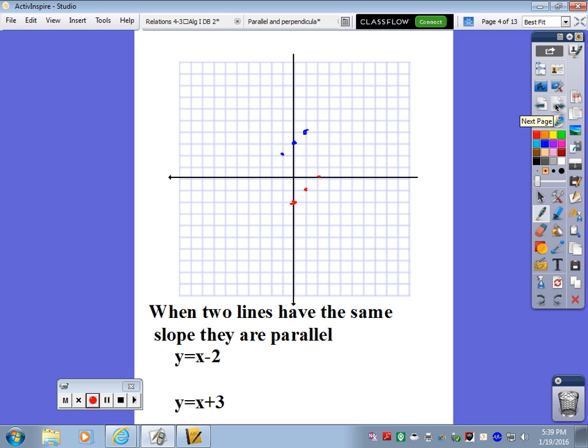So if we go to graph y equals x minus 2 and y equals x plus 3, the first thing that we notice is that the slope on y equals x minus 2 is equal to 1. Y equals x plus 3, slope is equal to 1. So we're expecting these lines to be parallel. Minus 2, rise over run. And there is my first line, y equals x minus 2. Y equals x plus 3, rise over run. And these lines are parallel because they have the same slope.